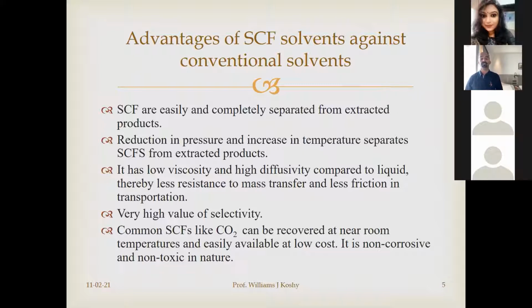Another very important technical factor that is useful as far as supercritical fluids are concerned is that they have a very high value of selectivity. Now I'm not sure if you are aware of what selectivity exactly is, but just to give you an idea, selectivity is denoted by alpha. Selectivity represents how well your solvent extracts your specific solute. That is what is known as selectivity.